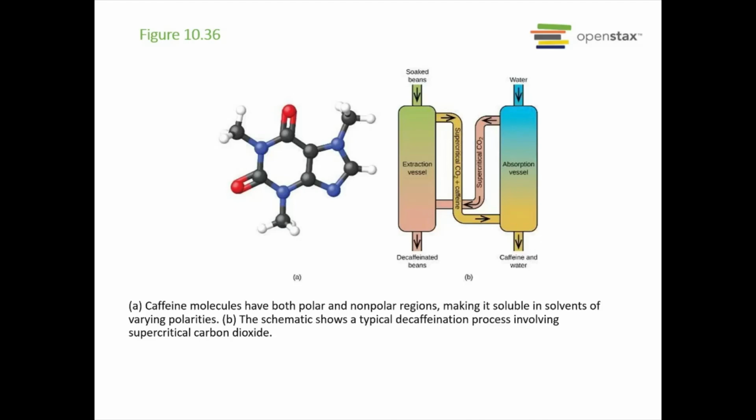So you put these beans in their extraction vessel and pump in that supercritical carbon dioxide, and it's able to grab onto the caffeine, come up to the top, and then go back into this absorption vessel and leave the system, and the decaf beans now pass through.